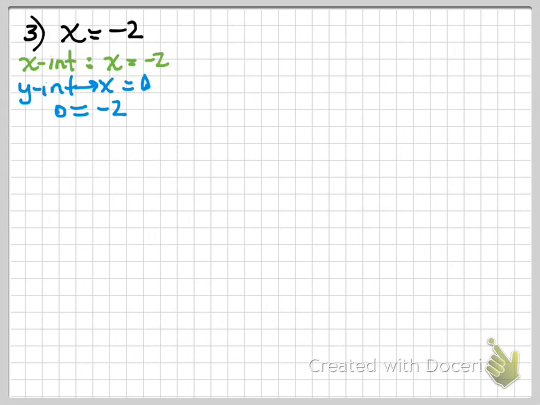So the only kind of line that will never cross the y-axis would have to be a line that's parallel to it, which would have to be a vertical line. So we get a vertical line anytime I just have an x by itself.